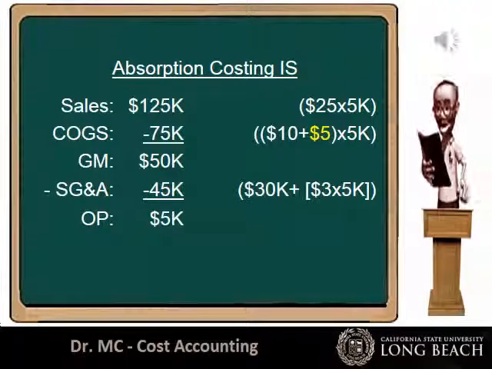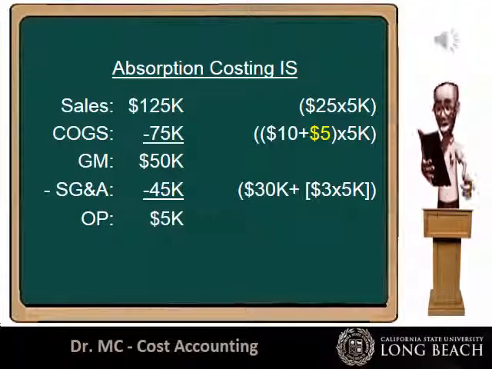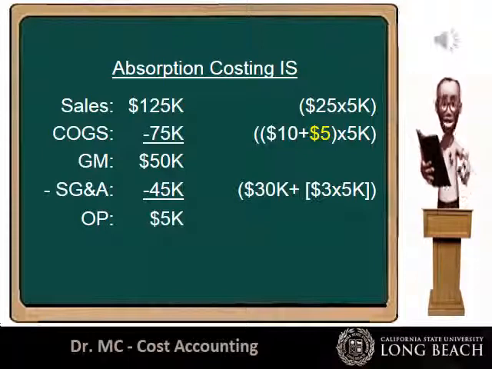With absorption costing, the sales revenue is now only $125,000 because only 5,000 units have been sold, and the cost of goods sold is only $75,000. Keep in mind that the cost of one unit is $15 under absorption costing, which is made up of $10 of variable costs and $5 of fixed costs. When you subtract the cost of goods sold, you see that your firm now has a gross margin of $50,000. You now subtract $45,000 of selling, general and administrative expenses, which is made up of $30,000 of fixed selling, general and administrative expenses and $15,000 of variable selling, general and administrative expenses. This gives your firm operating profits of $5,000.